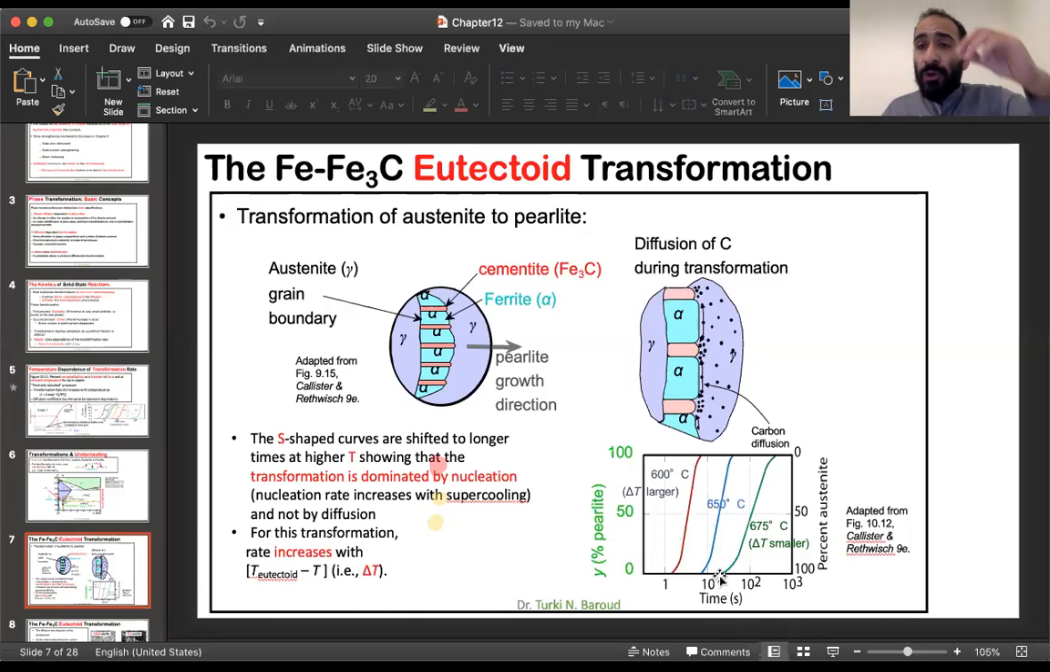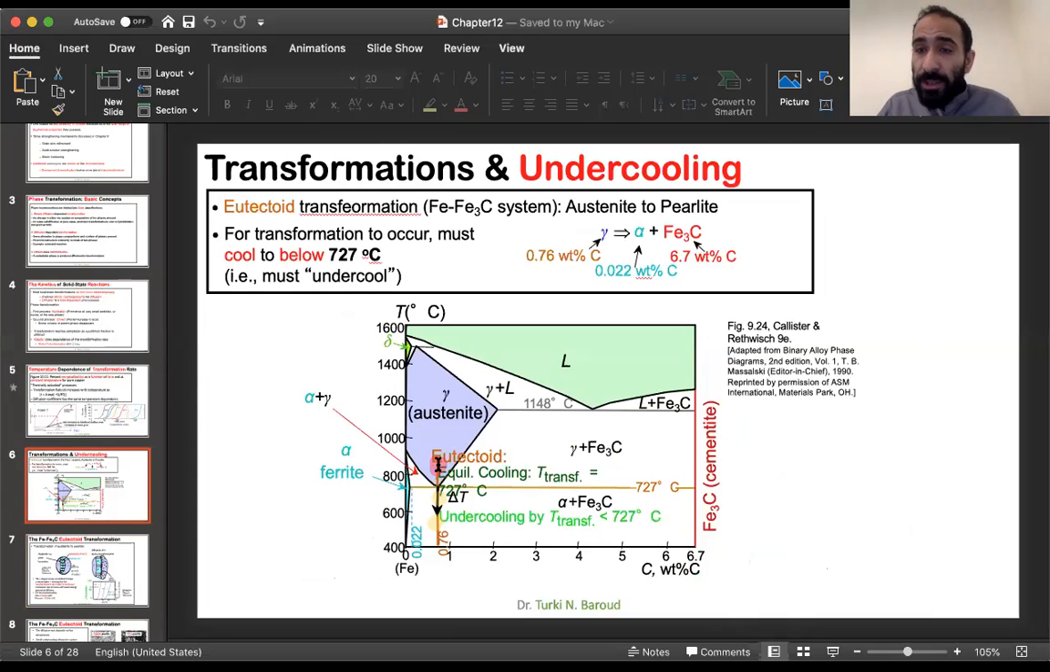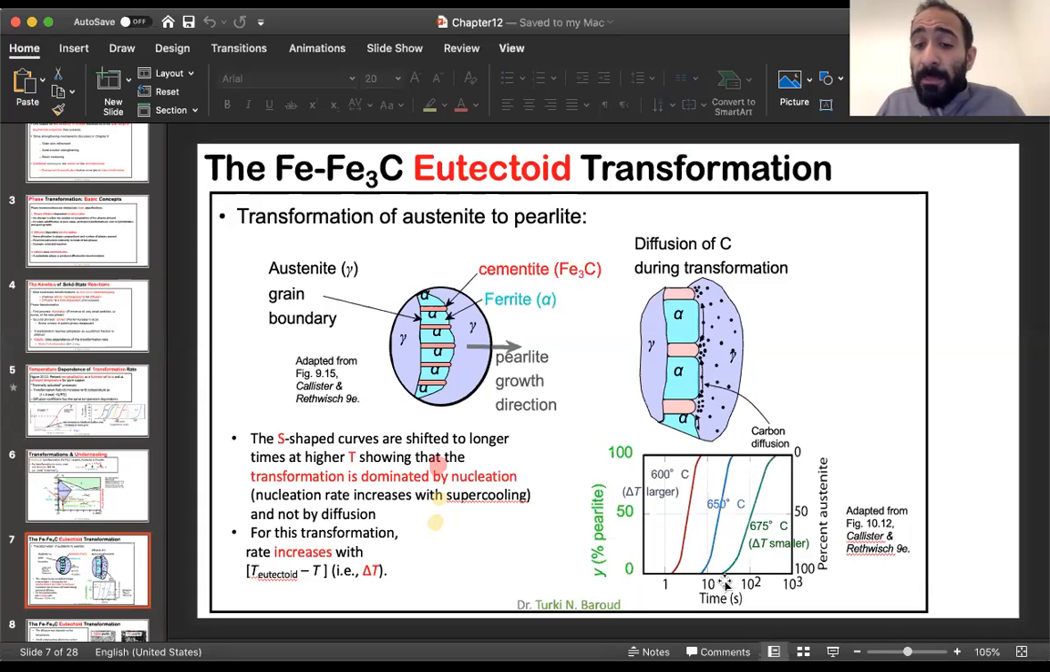Okay? What does that mean? It means if you cool down from this point, the red point, to 675, what happens? Nothing is going to happen in the first 20 seconds. After 20 seconds, the nucleation starts to happen. Then after 100 seconds, 50% of the gamma austenite is going to transform to pearlite. And then you need around maybe 600 seconds in order to fully transform gamma austenite to pearlite. Okay, great. It means that at a specific temperature we need time in order to start the nucleation, in order to fully transform whatever you have to the new phase.